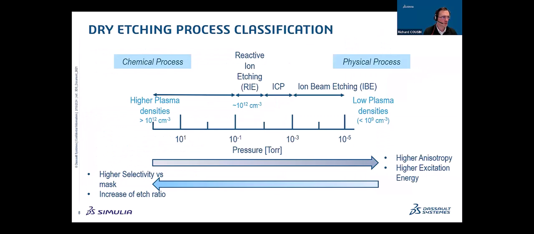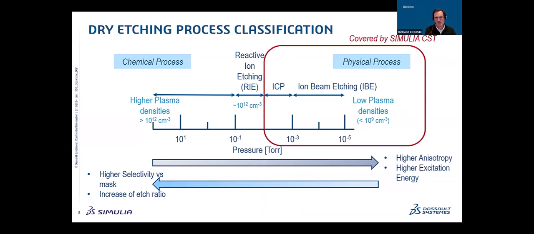Let's now have a look at the classification of the different etching processes. So you've seen that we have the chemical processes and the physical processes, and these are linked to the range of pressure that we need to address depending on the applications. For the very low pressure applications, we are in the area of the physical processes. That means plasma exposure with low plasma densities, and this is exactly what we would be able to simulate using our ESPIC solver.